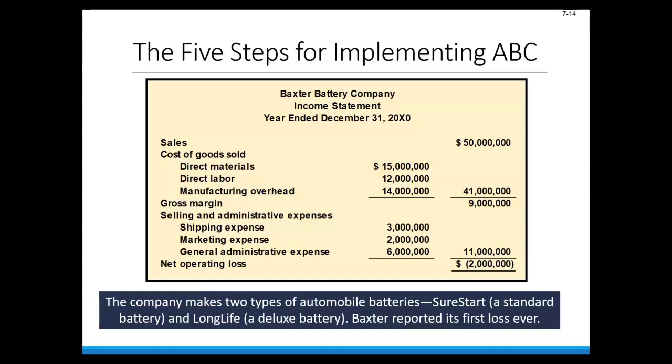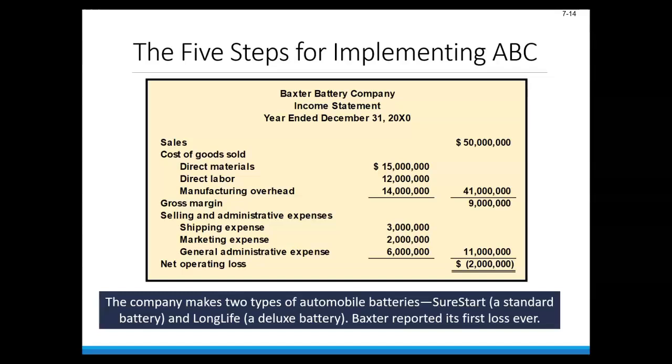So the ones that we're going to look at in this particular situation is that manufacturing overhead that's $14 million. We're then going to also look at the marketing expense of $2 million. And we're going to look at the general administrative expense of $6 million. So again, make sure you're thinking along the lines of, okay, what is already included in this when we're looking at an external financial statement.